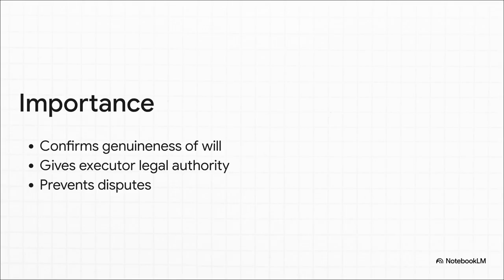When an executor has probate, their authority is absolute against all the world. This immediately silences bitter, drawn-out family disputes where, say, a distant relative might suddenly produce a fraudulent secondary will. Giving the executor immediate legal authority stops frivolous litigation right in its tracks. This is absolutely a point worth expanding upon in your exam script.